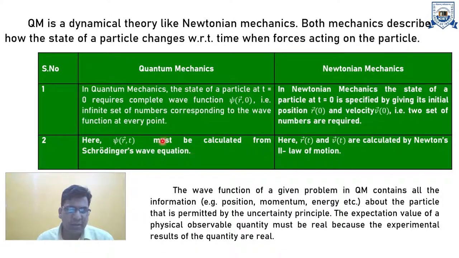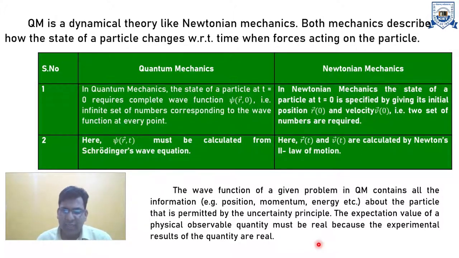The Schrodinger equation is the basic law to understand where the particle is, to locate the position parameter, the energy eigenvalue, and other parameters. We require a wave function, which can be found by solving the Schrodinger equation. In Newtonian mechanics, if we have position and velocity, we calculate using Newton's second law, because force is directly proportional to mass times acceleration. So these are the basic differences between classical and quantum mechanics on the basis of the wave function.